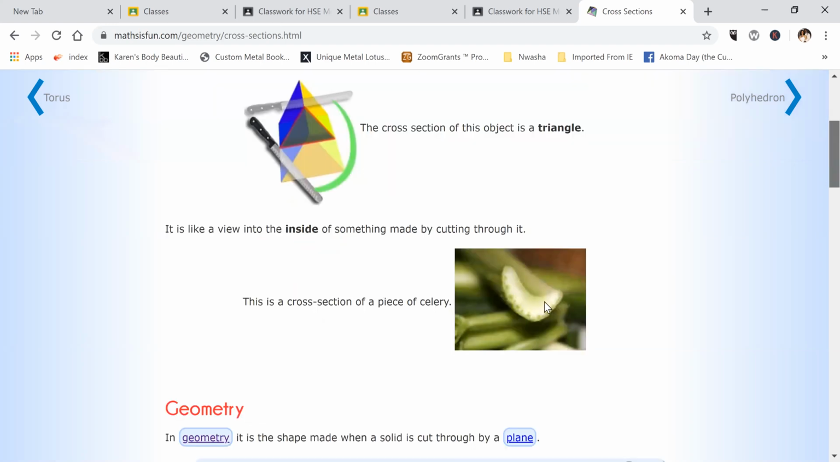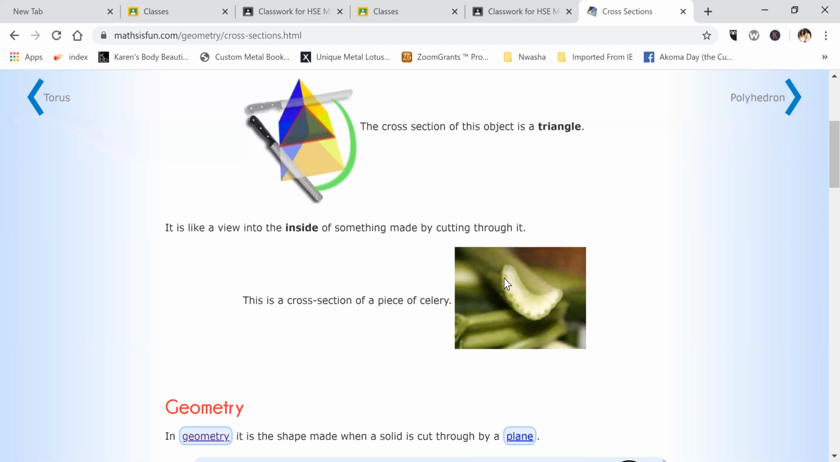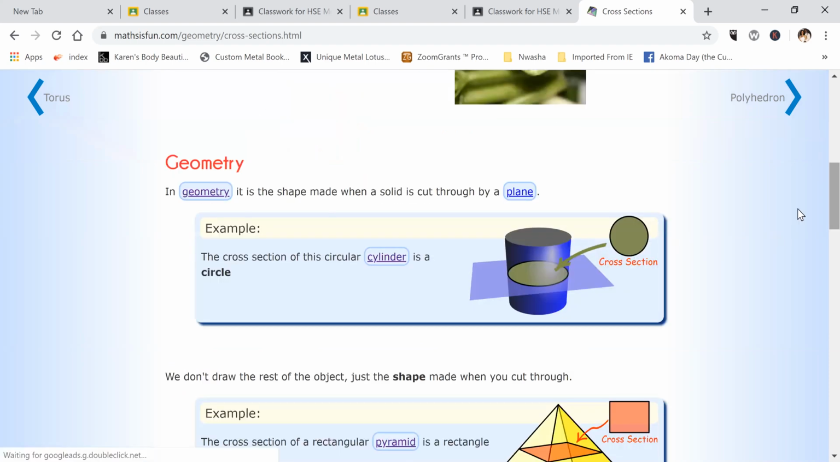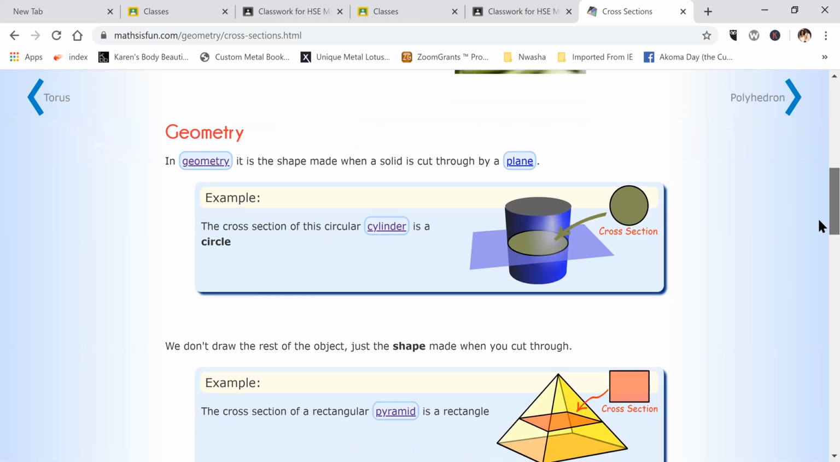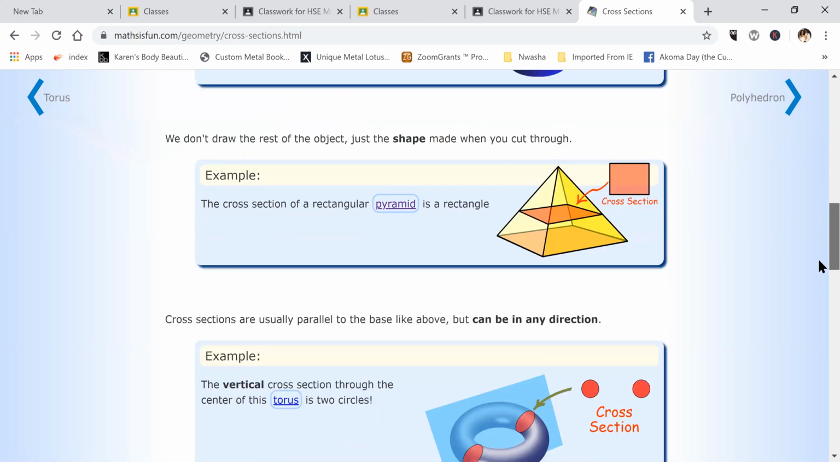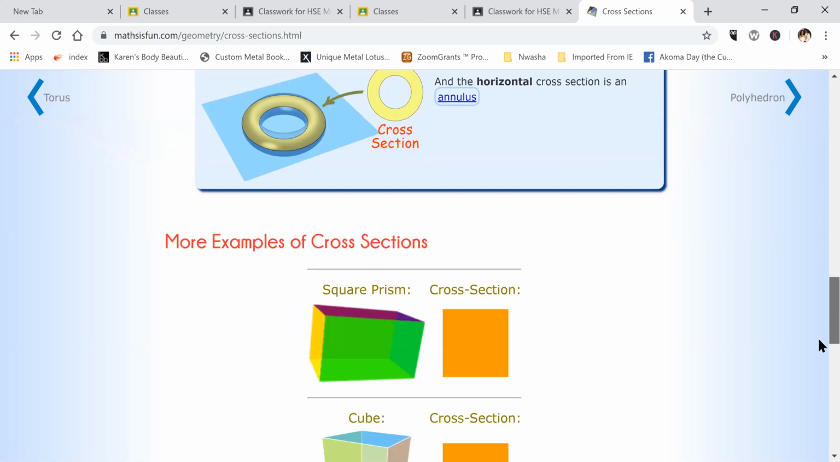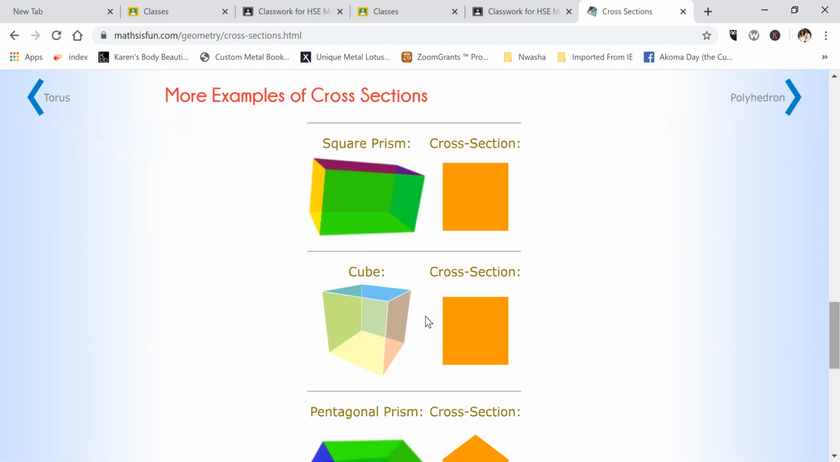A cross section of a piece of celery, they're saying when you cut it, whatever you slice, if you're doing uniform slices, that's the cross section. So here, the cross section of a cylinder is a circle. So this is why we're saying, what is the base shape? But they're even talking about the cross section of the pyramid is the square that's at the bottom. The cross section of the torus, which we didn't actually even do this shape, is a smaller circle. And then they have some examples of more cross sections.